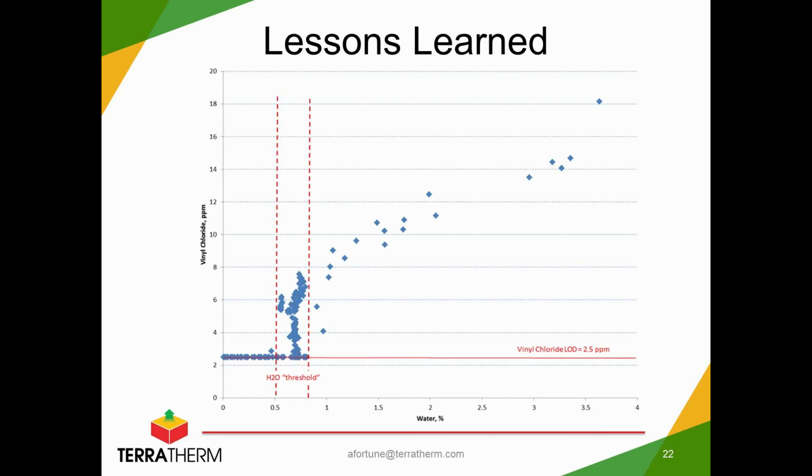So again, the lessons learned would be either select a different spectral region for vinyl chloride that doesn't interfere with water, and or make sure we really have our water management down, so we're down in that 0.5% water vapor range so that we eliminate that interference. And again, this was a specific interference with vinyl chloride. It did not affect any of the other contaminants that we were looking for at this site.